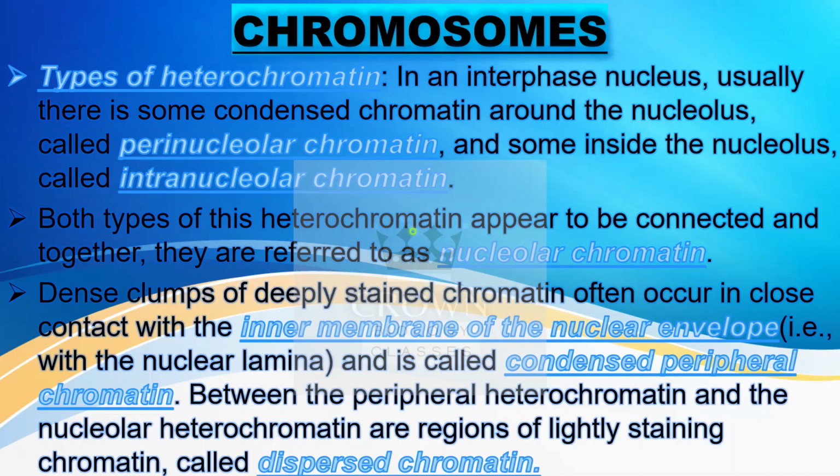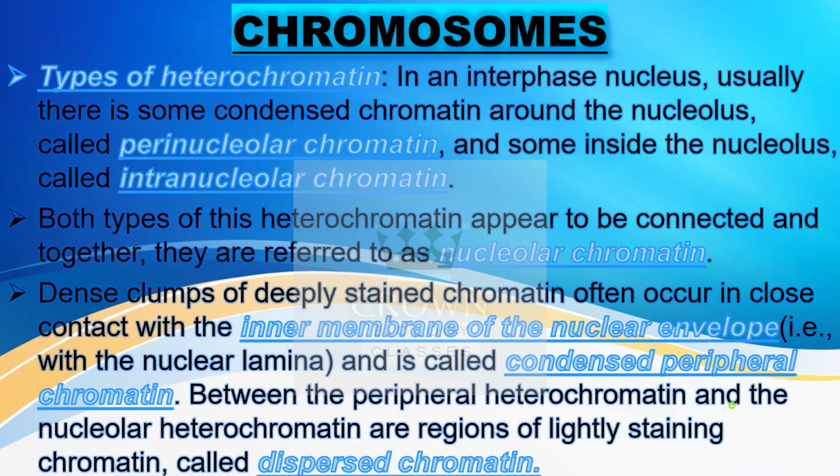Both types of this heterochromatin appear to be connected. This perinuclear chromatin as well as intranuclear chromatin, these are connected and they remain together, and collectively they are referred to as nuclear chromatin. Dense clumps of deeply stained chromatin often occur in close contact with the inner membrane of the nuclear envelope. When these heterochromatin are associated with the inner membrane of the nuclear envelope, that is with the nuclear lamina, then it is termed as condensed peripheral chromatin.